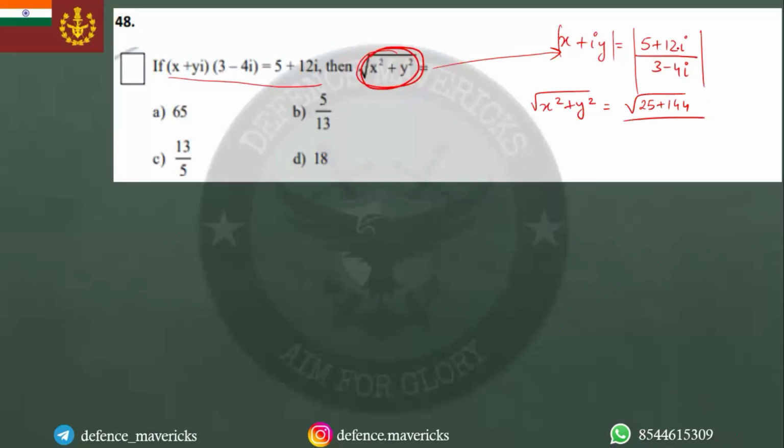So this is 25, 144, this is 169, right? Some of you must be remembering these triplets also. So 5, 12 and 13 is a triplet, so this is 169, so root 169 is 13 and this is 5. So 13 by 5, the answer is 13 by 5, as simple as that.